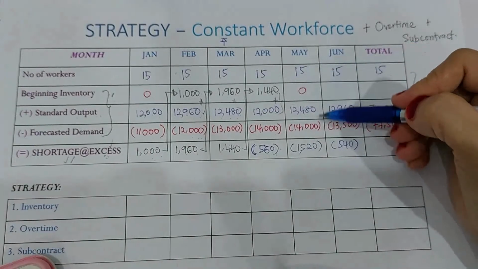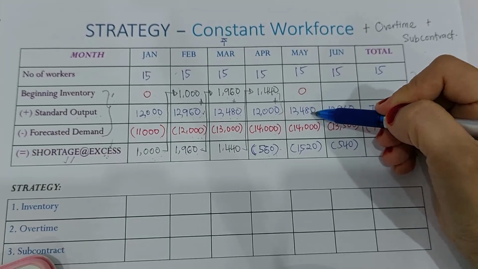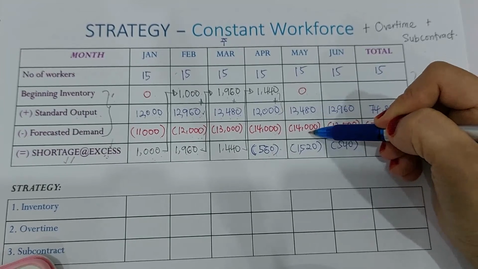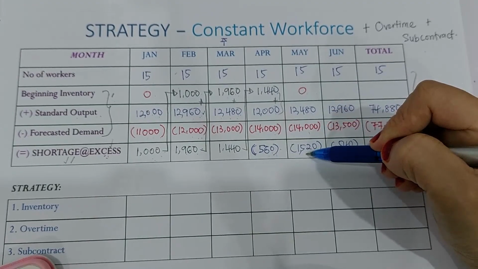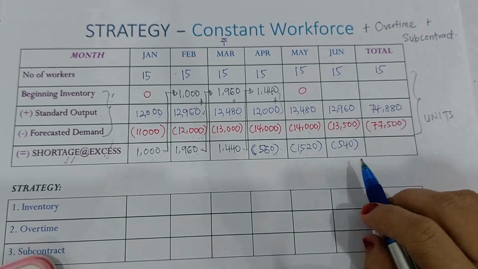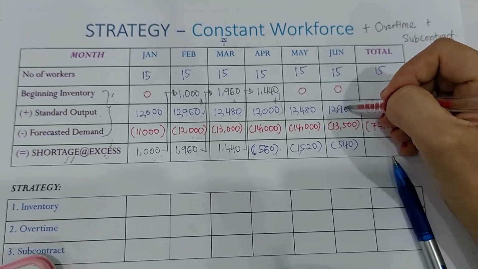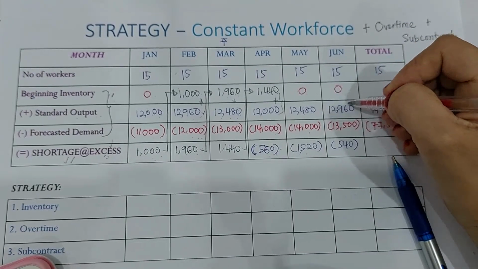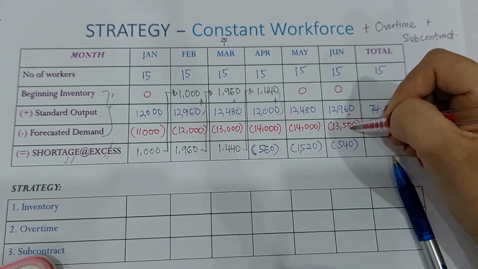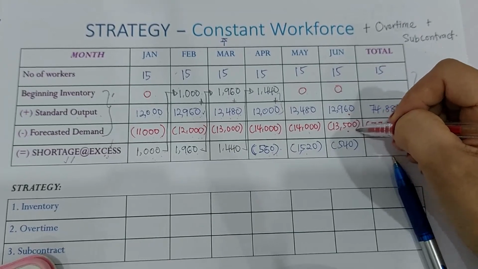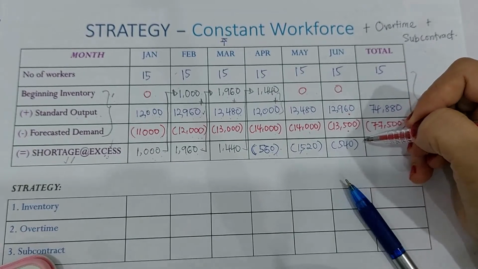So we do the same thing for May, nothing to be carried forward. We just take 0 plus 12,480 units minus 14,000, that is the forecasted demand. So in May also we have a shortage of 1,520 units. There is nothing to be carried forward over here. So for June, we calculate the three items: 0 plus 12,960 units, that is the standard output, minus the forecasted demand, that is 13,500 units, and still we get a shortage of 540 units.